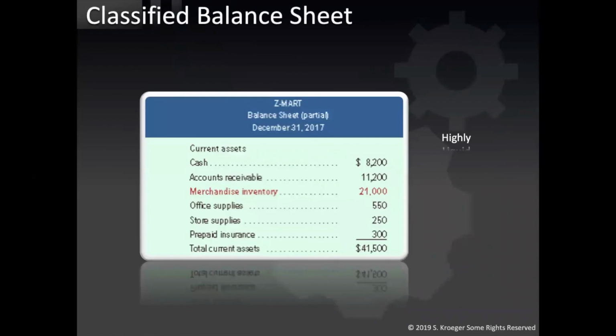The last slide is on a classified balance sheet, which we have already covered. The purpose of this is just to show you that merchandise inventory is considered a current asset and is usually below accounts receivable. Remember, on the classified balance sheets, the assets that are the most liquid are at the top and the less liquid are at the bottom.